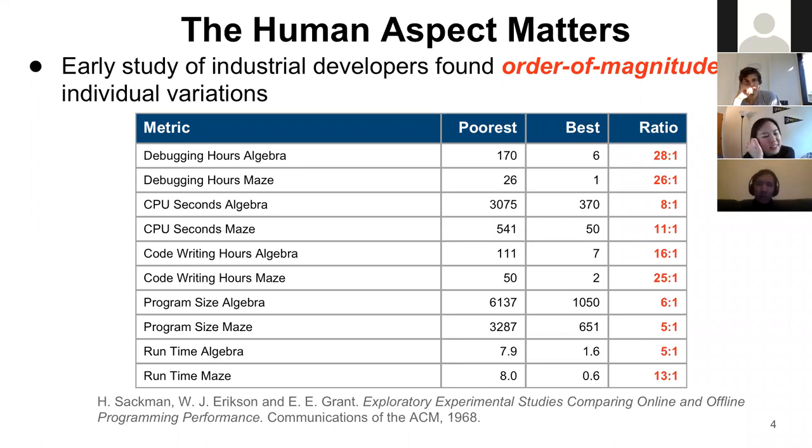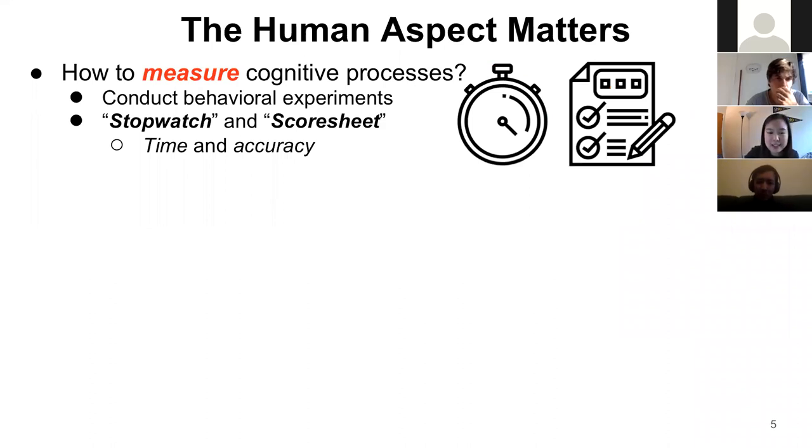But the question for us is, how can we even know what causes the difference? How do different people make decisions? How can we figure out the way developers think? Or in other words, how can we measure and understand their cognitive processes when they are conducting these tasks? In psychology and cognitive science, traditionally, researchers conduct behavioral experiments and use what we may call the stopwatch and score sheet approach. For example, they ask you to conduct certain tasks and simultaneously measure the time and the accuracy, like how long it took you to finish a task and how accurate your answer is.